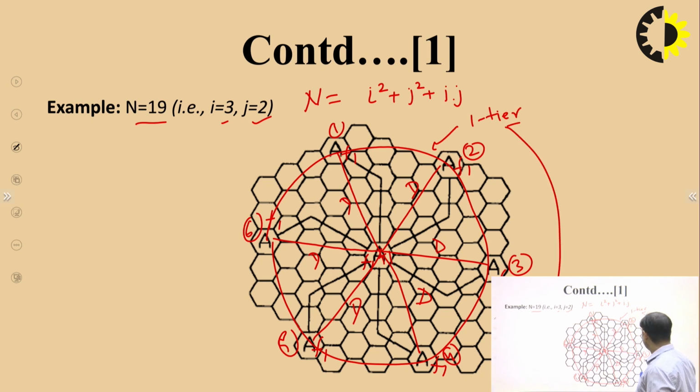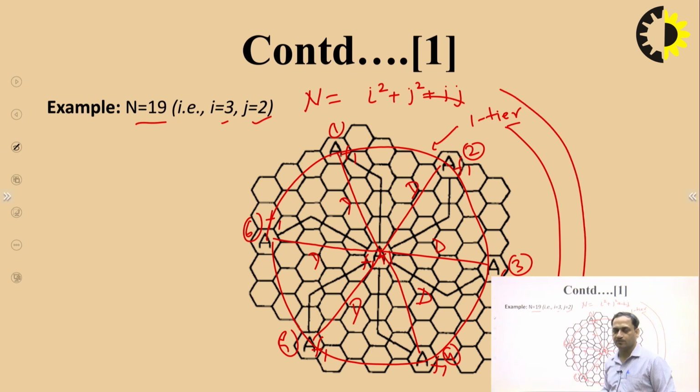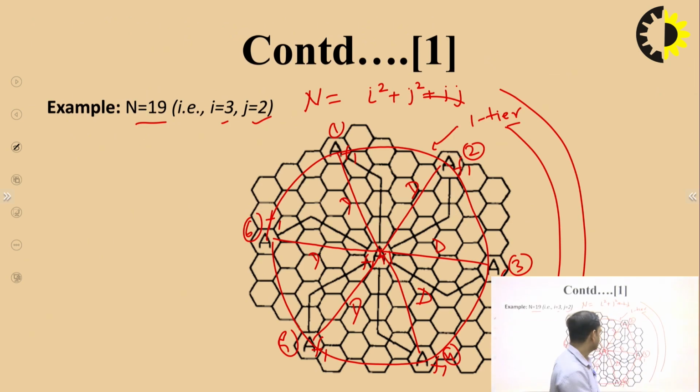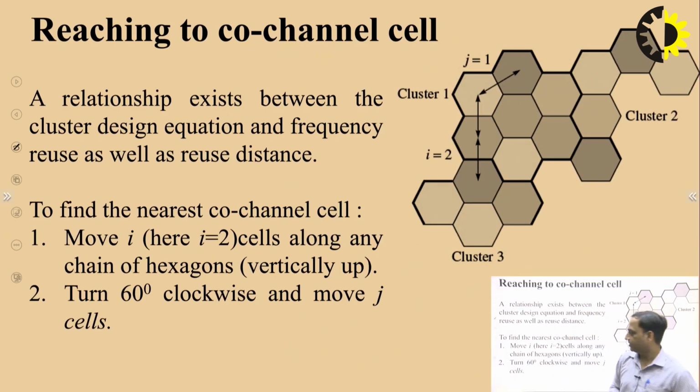Similar to that, again we will have tier number 2 and then tier number 3, in which the same number of co-channel cells are allocated. Now the question arises, how are we reaching from this point to this point? If we want to move from this point to this point, we have to follow this path. This is the value of i and this is the value of j, right? So how can we find this?